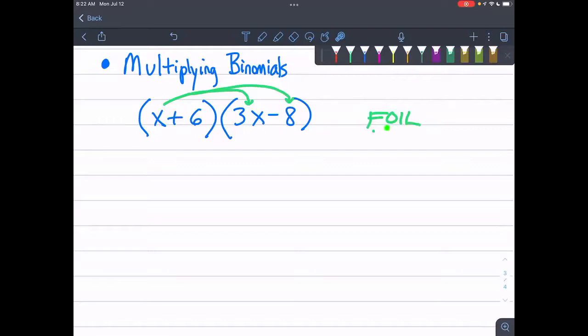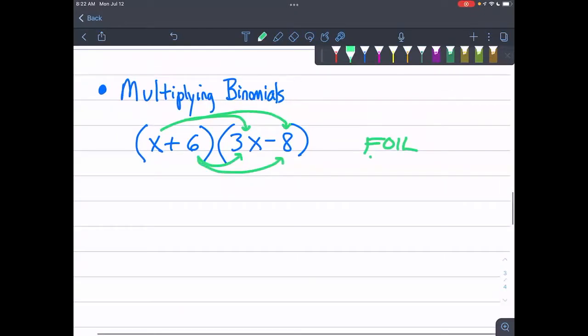The O is outer. So that's the outside ones, the x and the negative 8. The I is inner, so the two inside ones, and the L is last. So the last thing in this first one, last thing. But basically all we're doing is distributing the x and we'll distribute the 6. And just to clarify, that is multiplying. So when we take x times 3x, we're not adding them, we're multiplying.